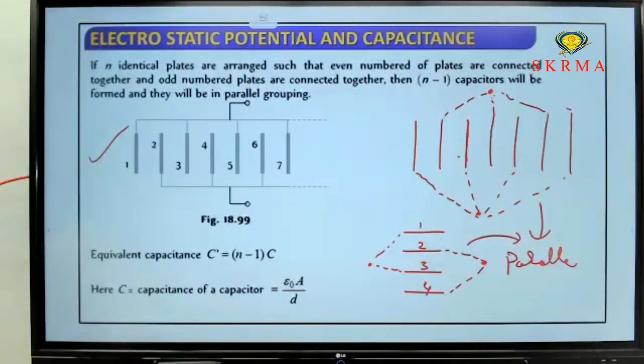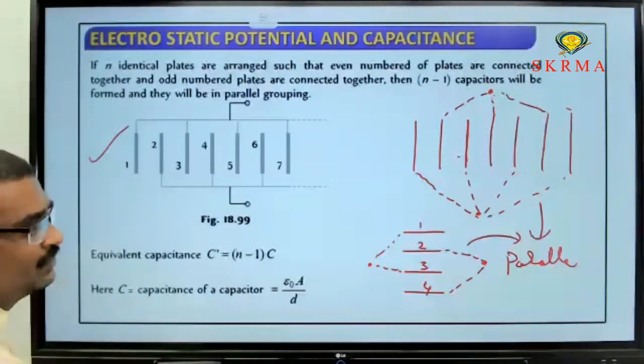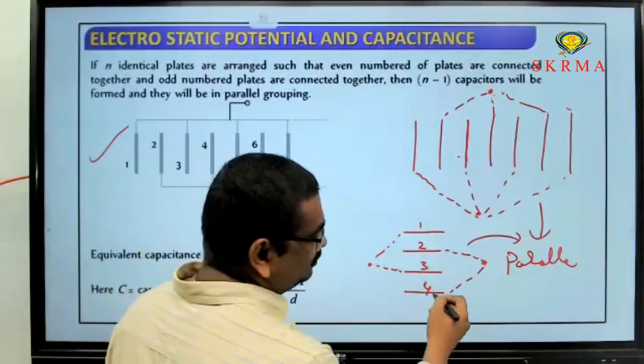Here, alternate plates are connected at one side. The remaining alternate plates are connected at the other side. Now, what is the equivalent capacitance? Here n number of plates are there. How many capacitors will be there? If you place n number of plates, here 4 plates are there.